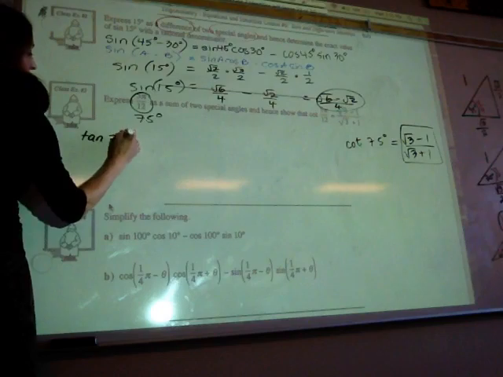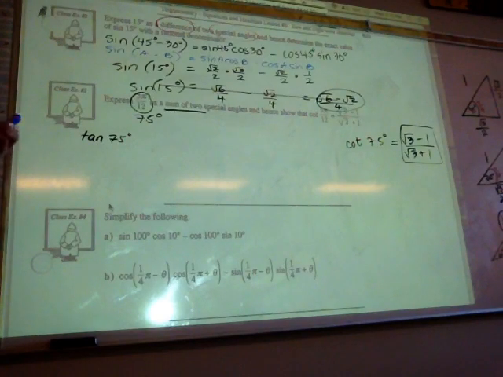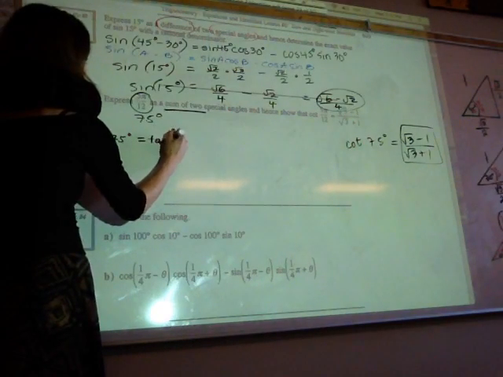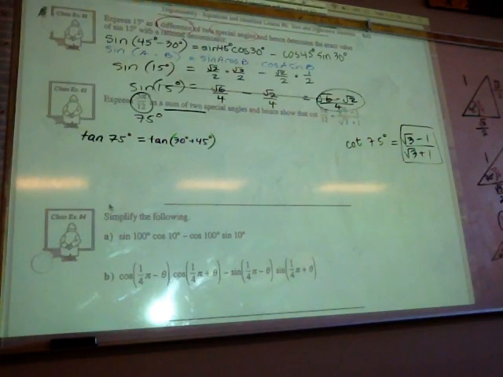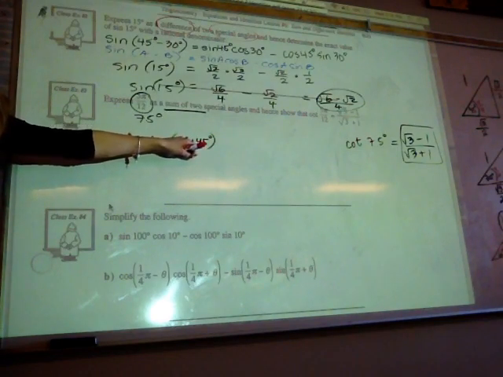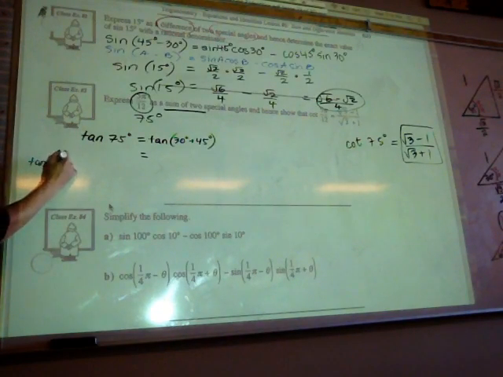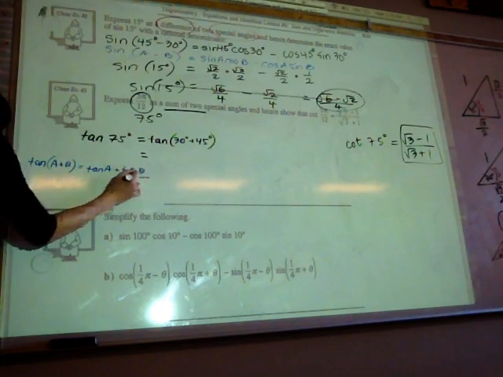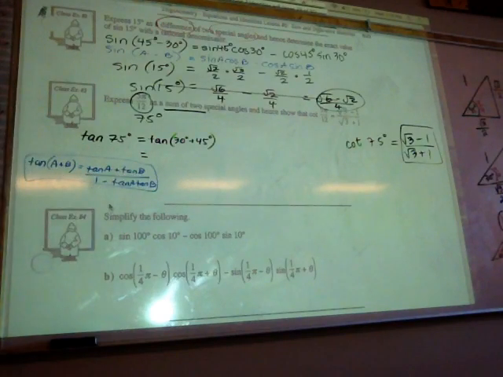So tan 75 degrees. We need to write this as a sum of two special angles. So what two special angles can we add together to get 75? Good, 30 and 45. So tan 30 degrees plus 45 degrees, that gives us our 75. Okay, well this is an identity. It's a sum identity for tan. And I'll just write out that identity on the side here. So tan A plus B is equal to tan A plus tan B over 1 minus tan A tan B. Okay, this is the identity we're going to apply. So I'm just going to double check that I wrote it out correct. Yep.